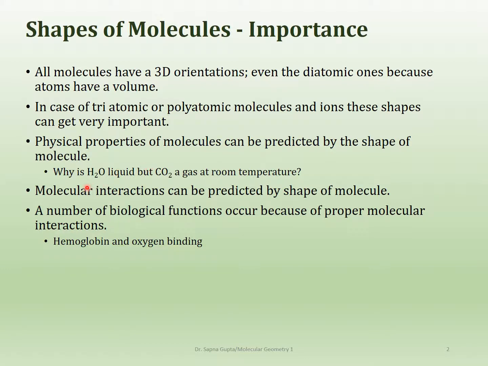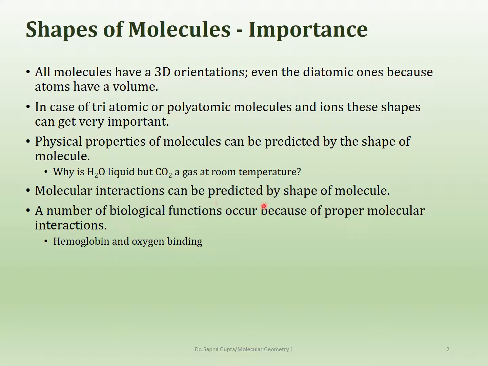So for example, here is one, okay? Why is water liquid but carbon dioxide is a gas at room temperature? So right now, both of them look like triatomic molecules. H2O has 2 hydrogens and 1 oxygen, and carbon dioxide has 1 carbon, 2 oxygen. So both of them are 3 atomic structures. So if they're both triatomic, then what is so different about them? That one is a liquid which boils at 100 degrees centigrade, whereas carbon dioxide is a gas at room temperature. So physical properties can be determined by the shape of molecules.